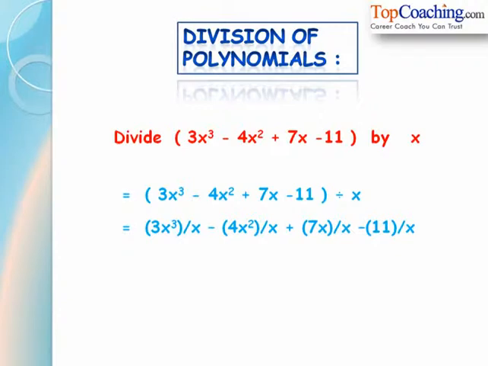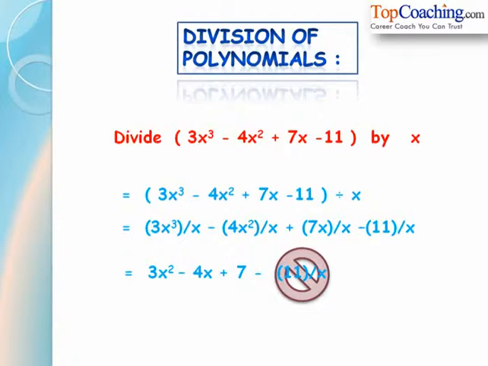So we can write this as 3x cube divided by x. We can write this as 4x square divided by x. We can write this as 7x divided by x, and we write this as minus 11 divided by x. Now this gives 3x square, this gives 4x, this gives 7, and this is 11 by x. And what we observe here is we cannot divide 11 by x because there is no such x in the numerator. So 11 is not at all divisible by x.